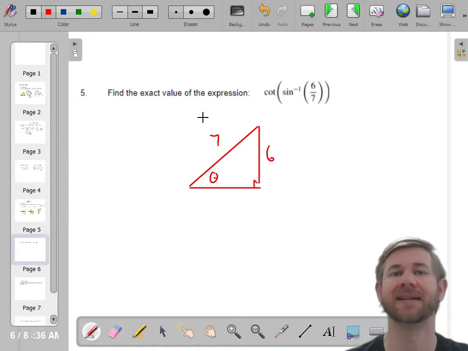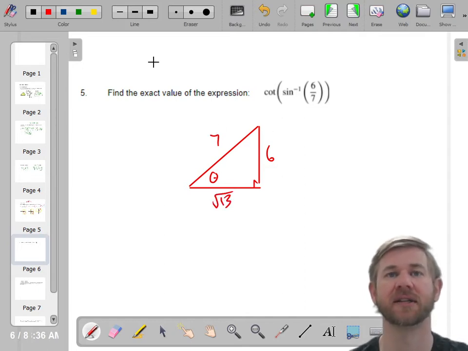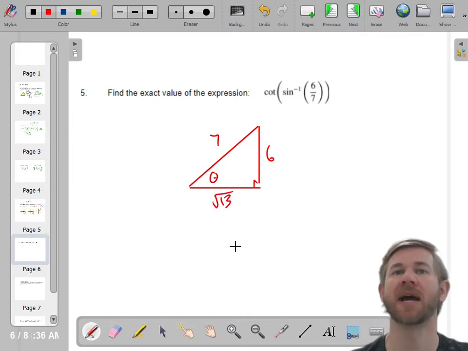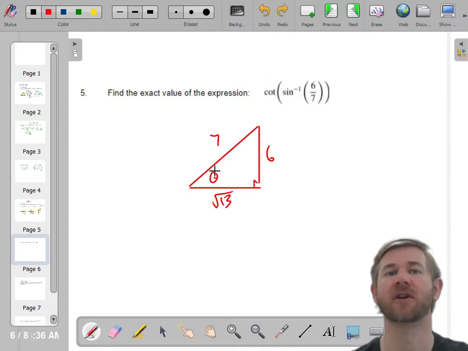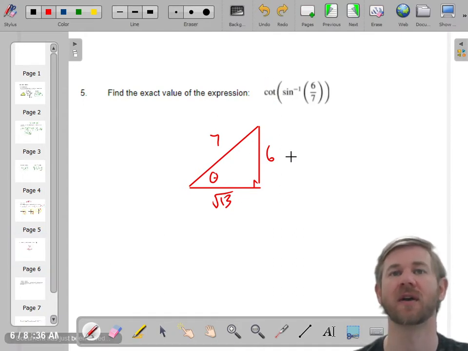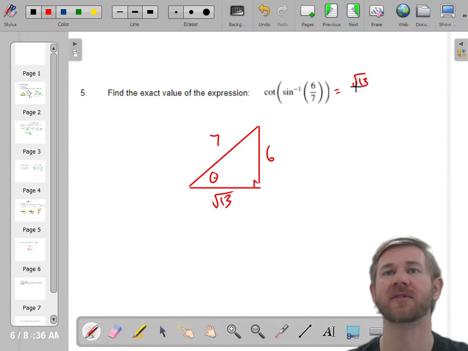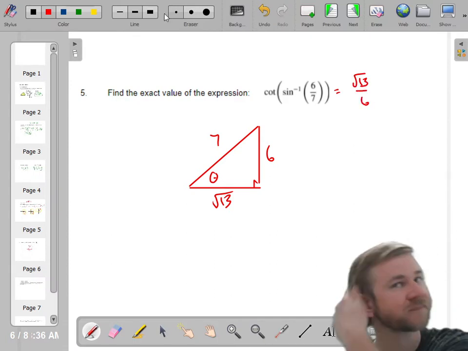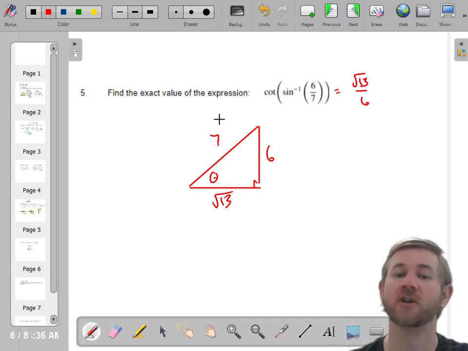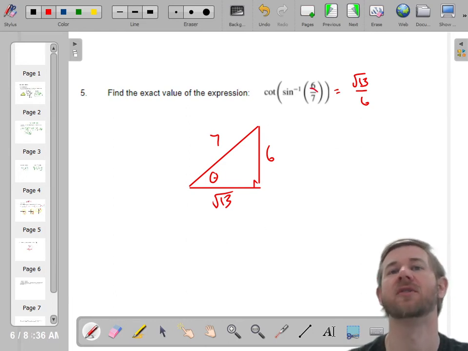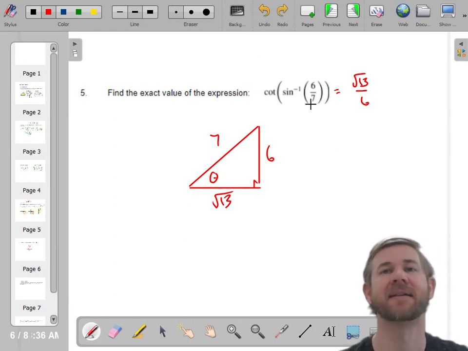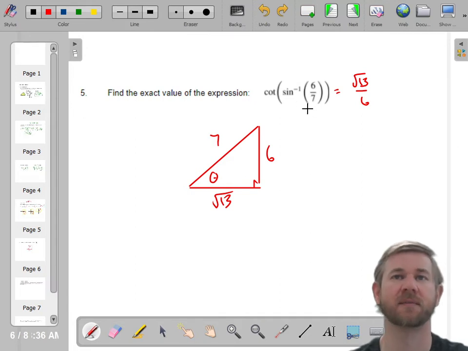And what I need to do is find the missing side. So the Pythagorean theorem, 49 minus 36 is 13. So now I have my triangle, and I'm asked to find the cotangent. So the cotangent of this angle is adjacent over opposite. So this would be radical 13 over 6. So you draw a helper triangle here. You know you're not on the unit circle if the hypotenuse is 7 and you have a side length 6. That's not something we see on the unit circle.